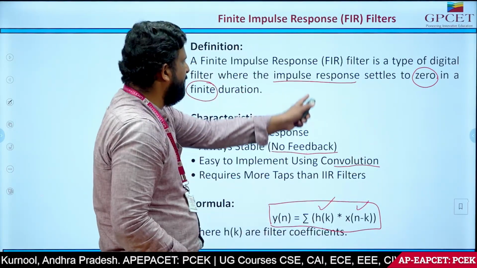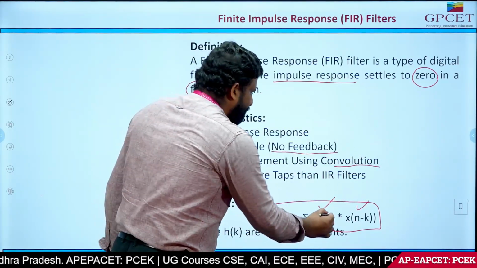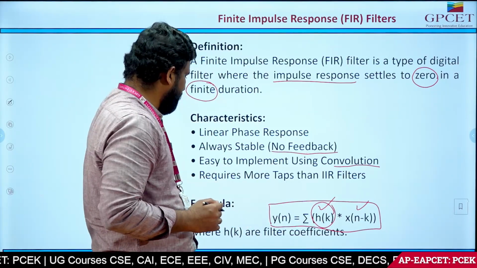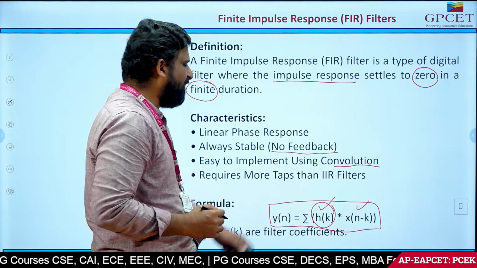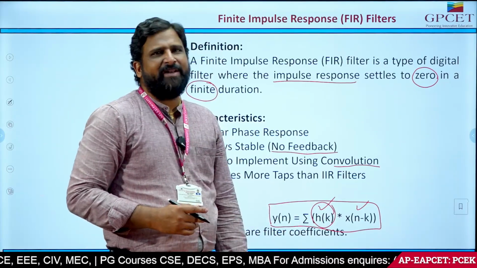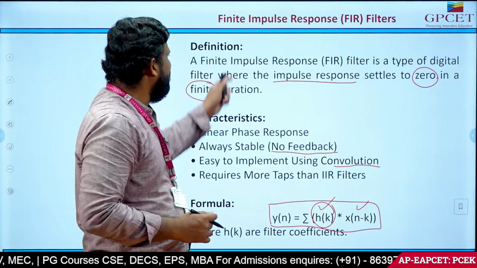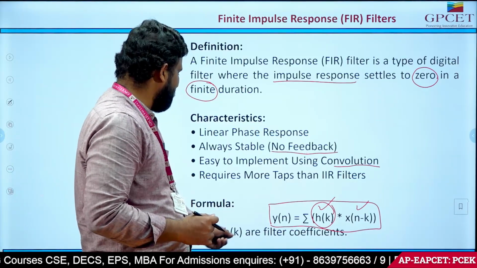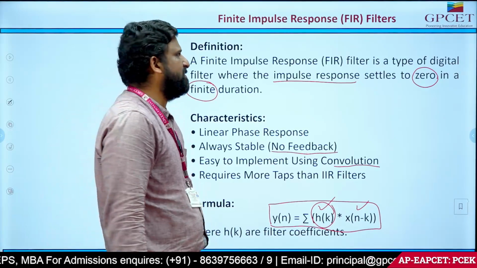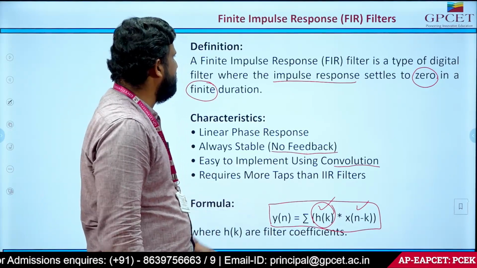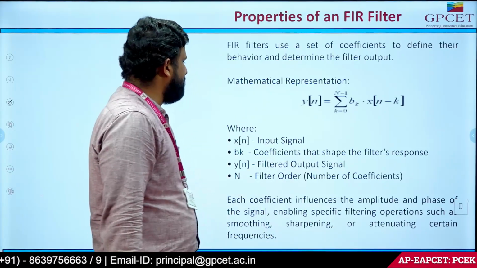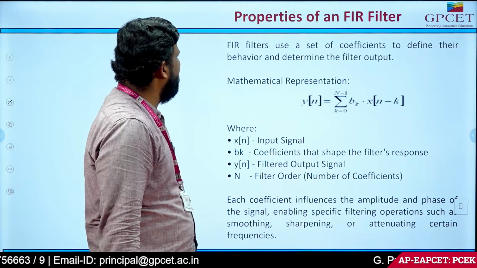So I told you the impulse response settles to 0 and it should be countable. That means it should be a finite duration. So by combining all this, y of n is equal to the summation of h of k into x of n minus k, which is the formula for the finite impulse response. What is h of k? h of k is the filter coefficient or impulse response. So based on this particular equation, what are the properties of these FIR filters?